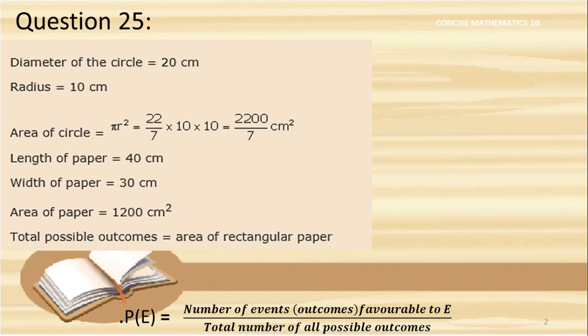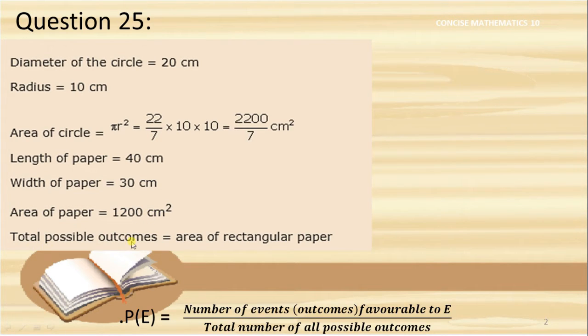So try to understand this question, children. Let us consider that a circle is drawn of diameter 20 cm, hence the radius is 10 cm and the area of the circle will be equal to pi r square. It results as 2200 by 7 square centimeter. This is the area or the portion of the circle. As it is said that it is a rectangular paper of 40 cm and 30 cm, the area of the rectangular paper will be equal to 1200 square centimeter.